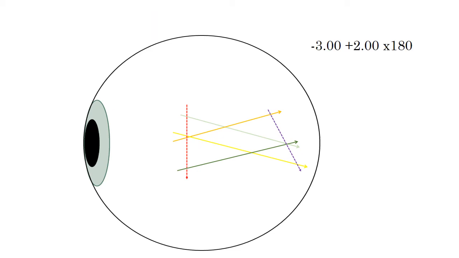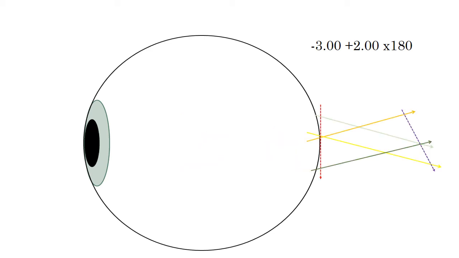Okay, so here's the uncorrected eye. And up in the corner there is the eyeglass prescription of the lens that will correct this astigmatism. Okay? So first of all, the -3 does this. Then the +2 does this.